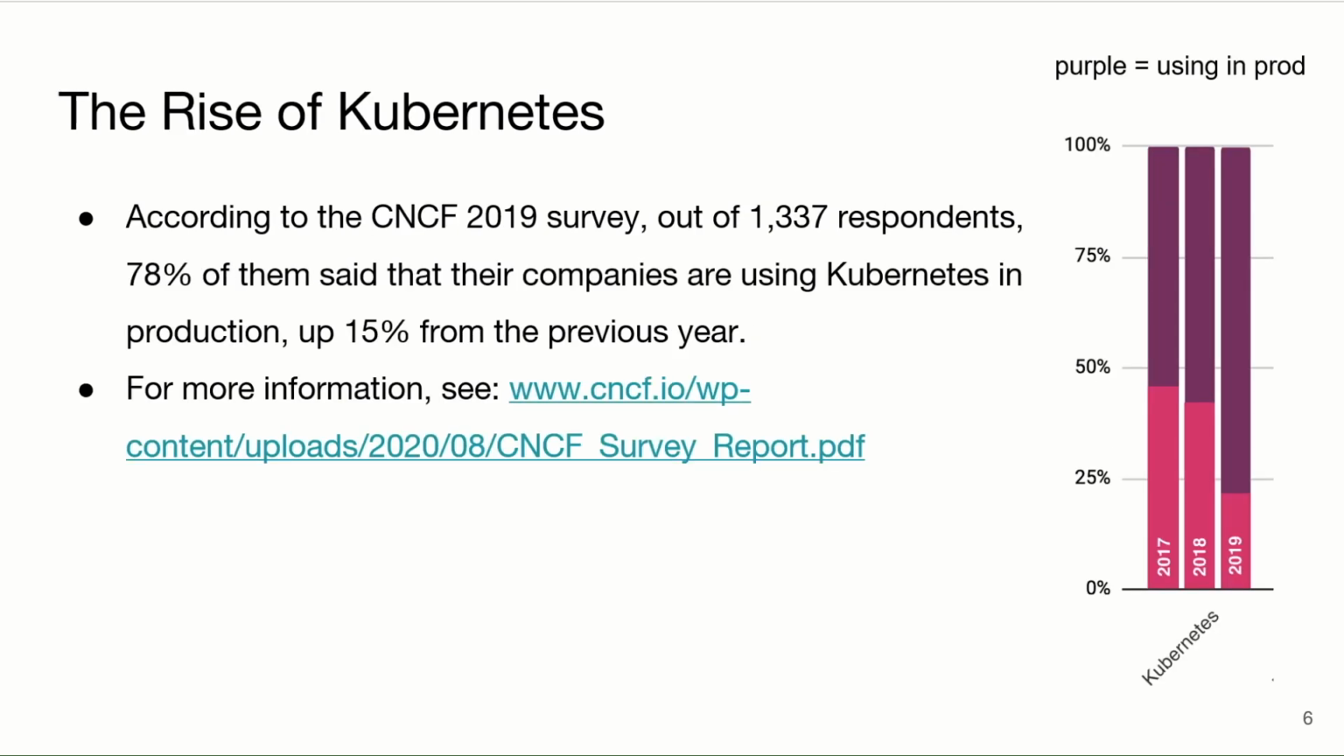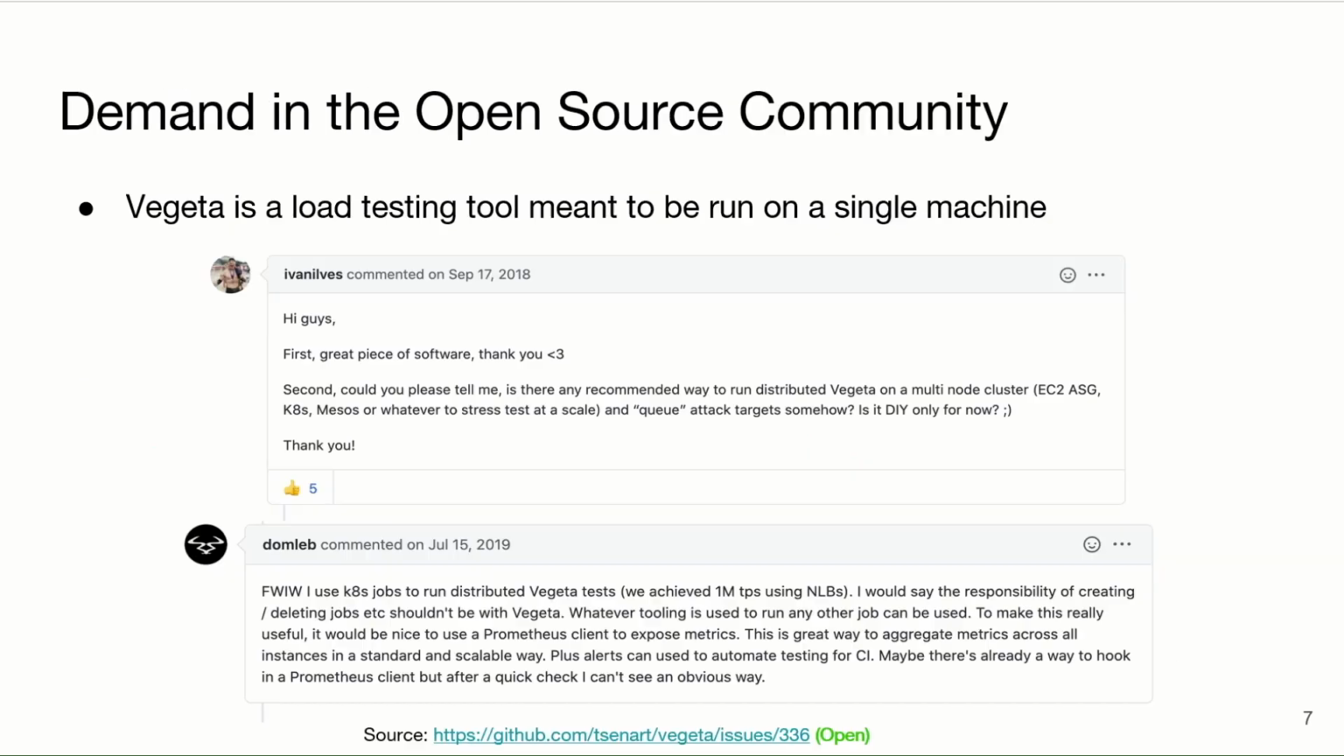Observing the statistical results from the community, in 2019, over 78% of the respondents said that their companies are using Kubernetes in production. From this, we can see that Kubernetes is rising and being widely adopted in the tech community. We also noticed that the community is actively looking for a distributed load testing framework solution for Kubernetes. Vegeta is an open source load testing tool that runs on a single machine, and as you can see, this feature request was posted in 2018, and this issue still remains open today.